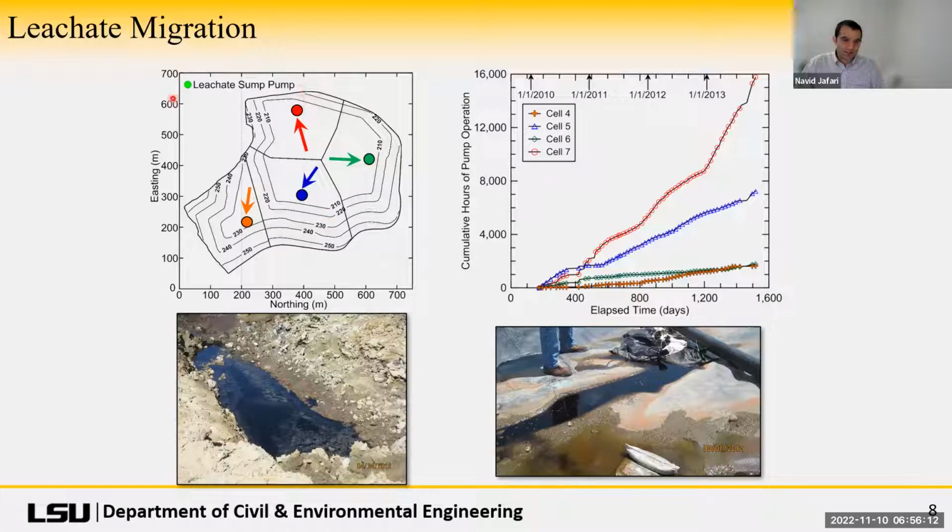A lot of the action was happening in cell 5 and 7, and we can see that the operation of those cells was significantly greater than the other two cells. So that gives us a sense that perhaps the leachate production is increasing. Think about those high temperatures driving moisture to different parts of the landfill. And as a result, they needed to be collected and removed.